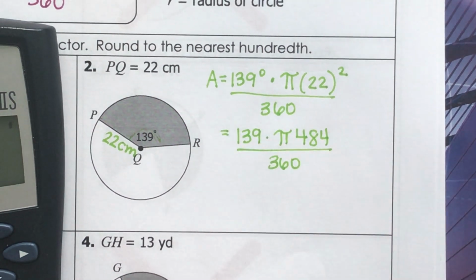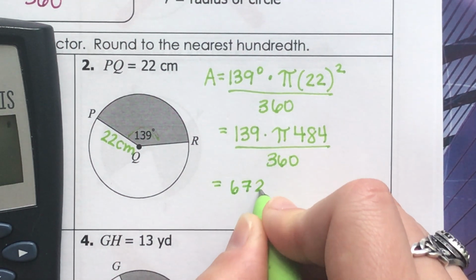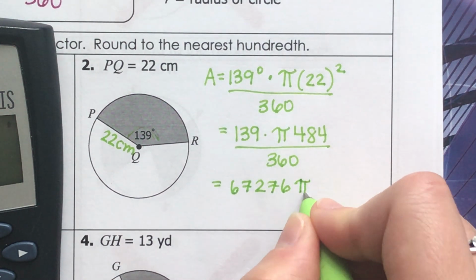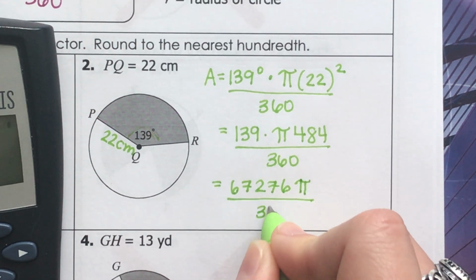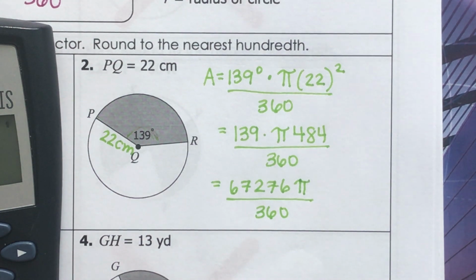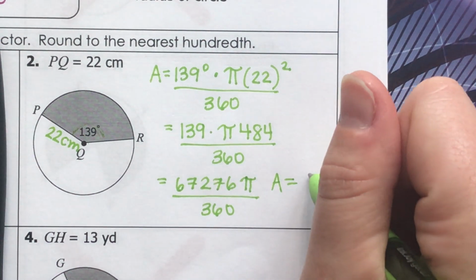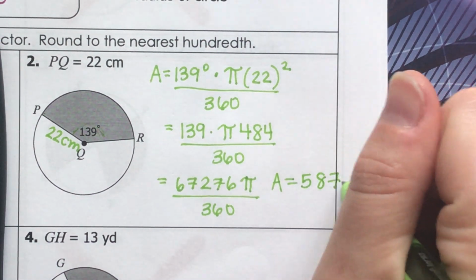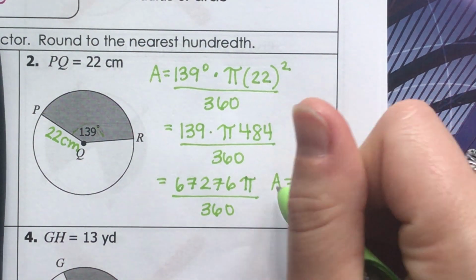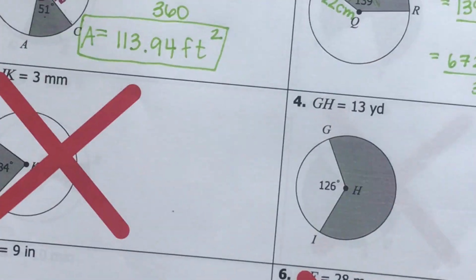I now take that 484, I multiply it times 139. I get a very big number. I take that really big number, I multiply it times pi, and then I divide it by 360. So I get, my final answer is that the area is equal to 587.09. I'm talking about centimeters, and they are squared because it's an area. Sorry, I went off the page a little bit there. All right, just a few more.